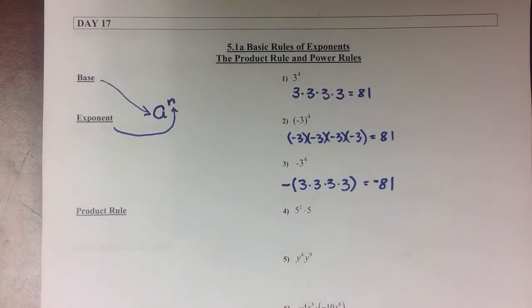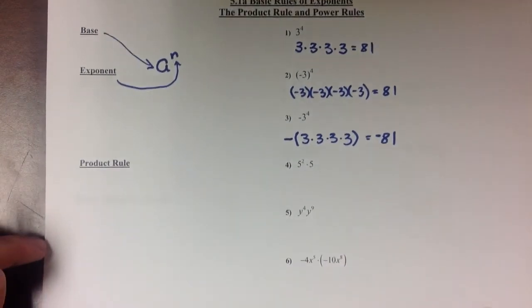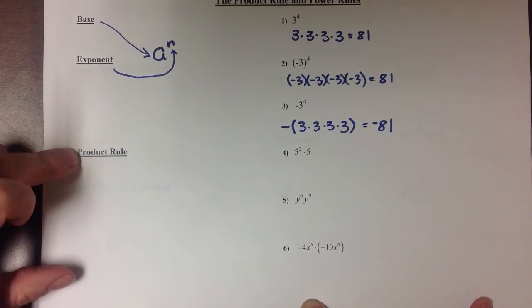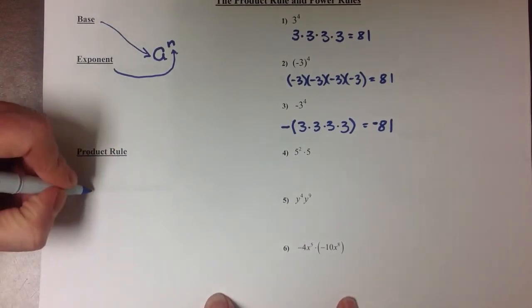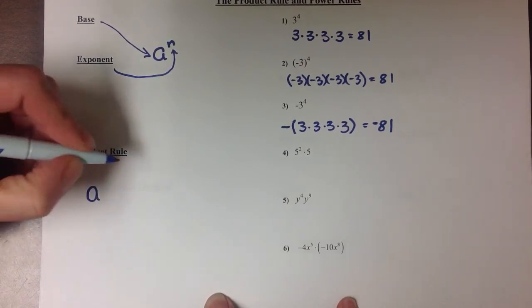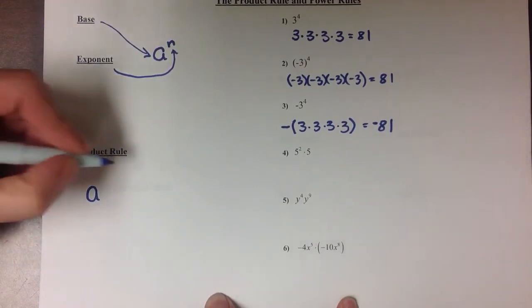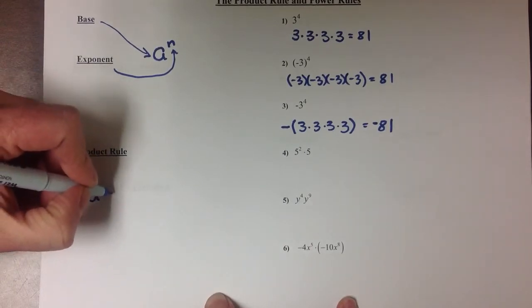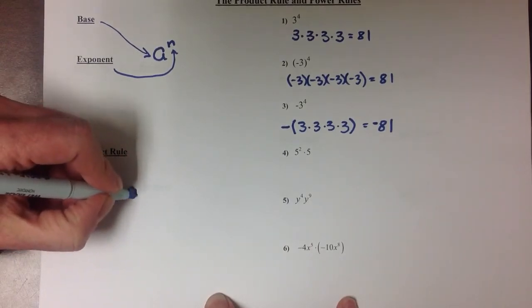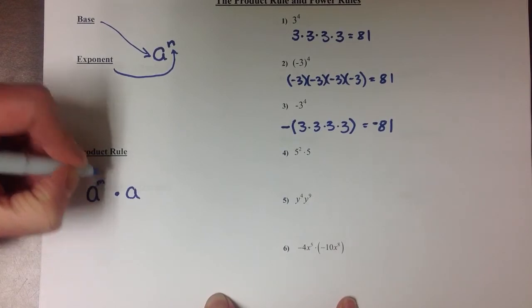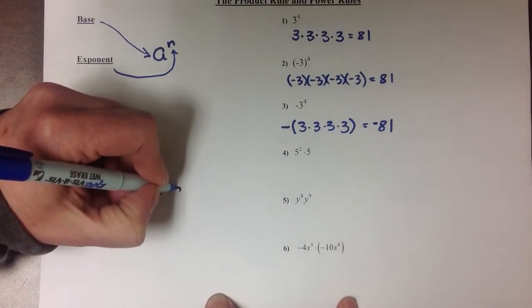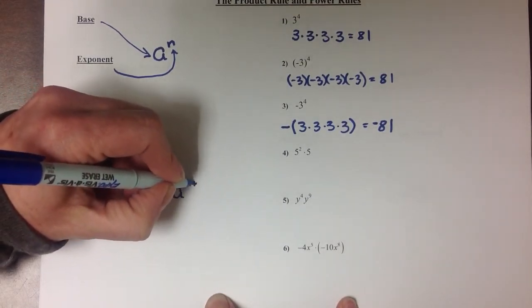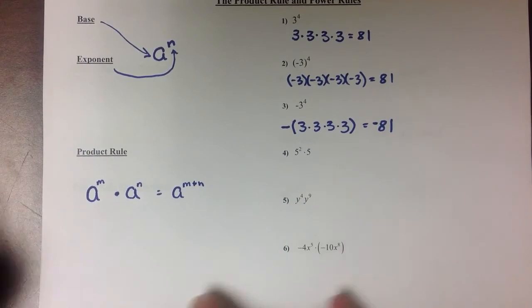Now we're going to look at some operations that we can do with exponents. The first one we're going to talk about is the product rule. The product rule says that if you have numbers that have the same base that are getting multiplied by each other, so they both have a as their base, but they have different or the same exponents, you can add those exponents together. So let's look at what that would mean in terms of some problems.